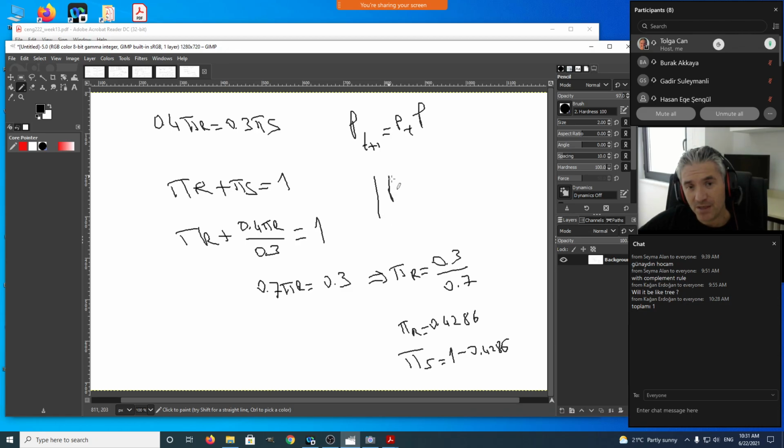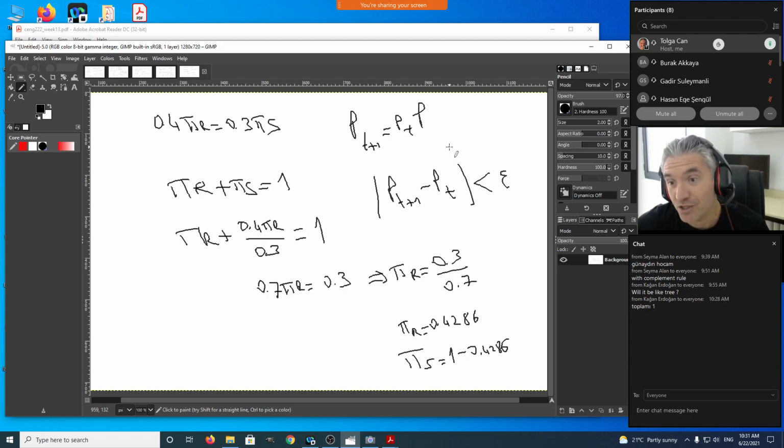If the difference between pt plus 1 and pt, for example the Euclidean distance between these two vectors, or the Manhattan distance, the absolute difference between these two vectors, is smaller than some epsilon, you may consider this to be converged, and that may be your state distribution at the limit. So it's also possible to solve the steady state distribution with a simulation by continuously multiplying in a while loop until two successive state distributions, pt and pt plus 1, differ by less than some value.